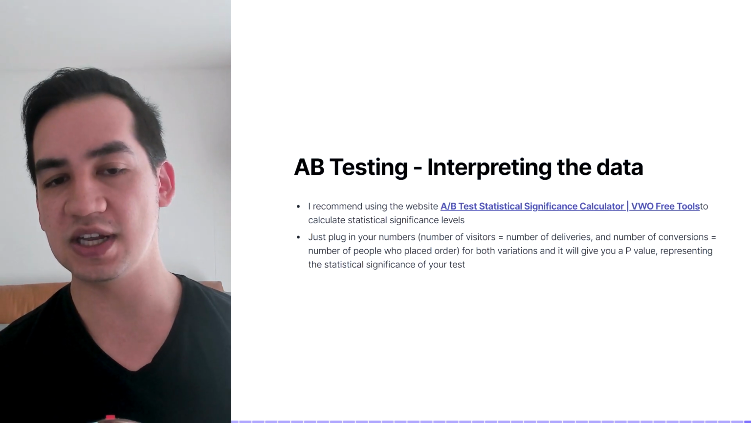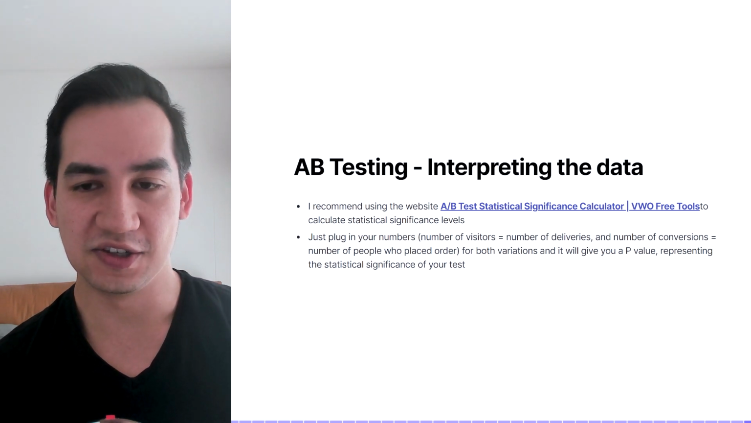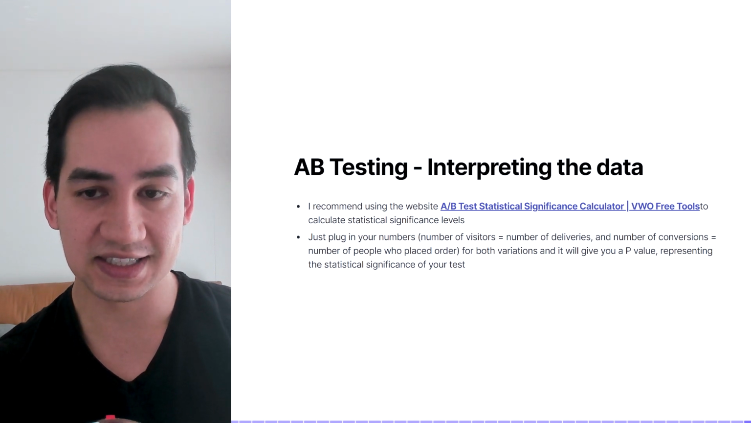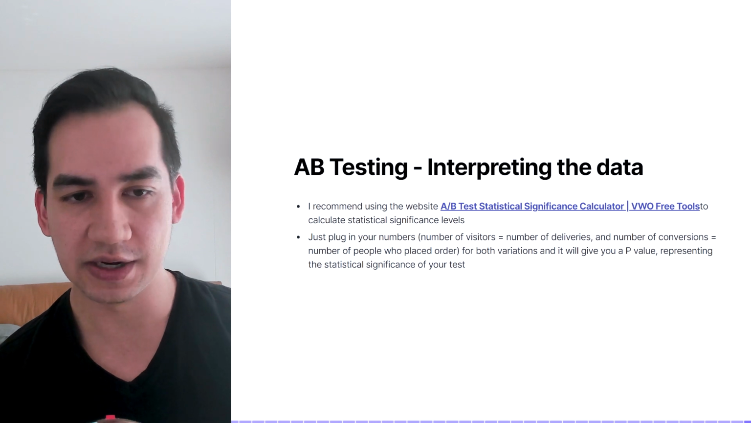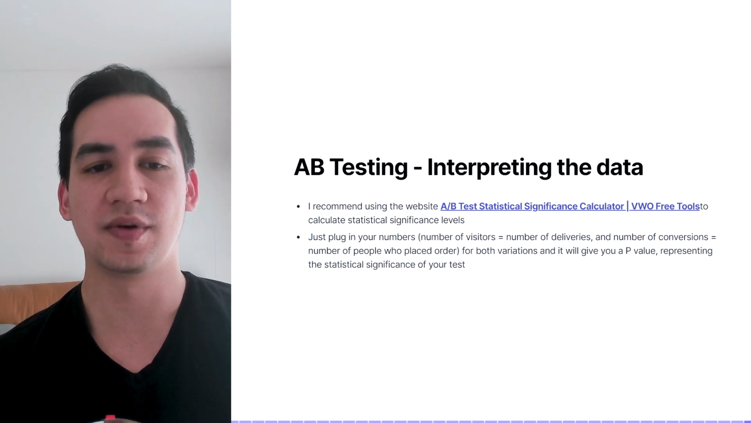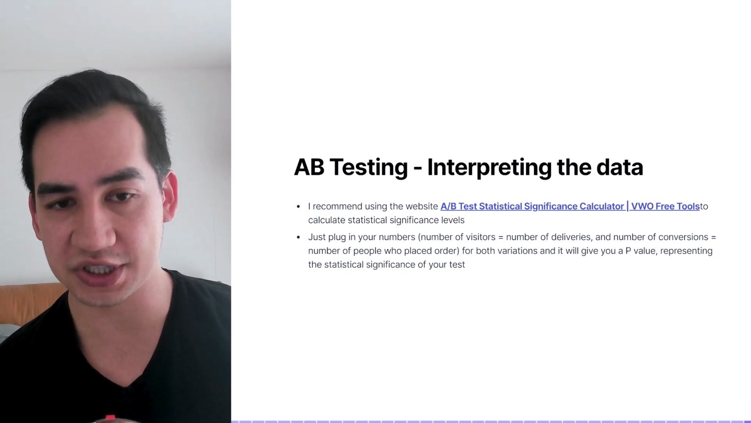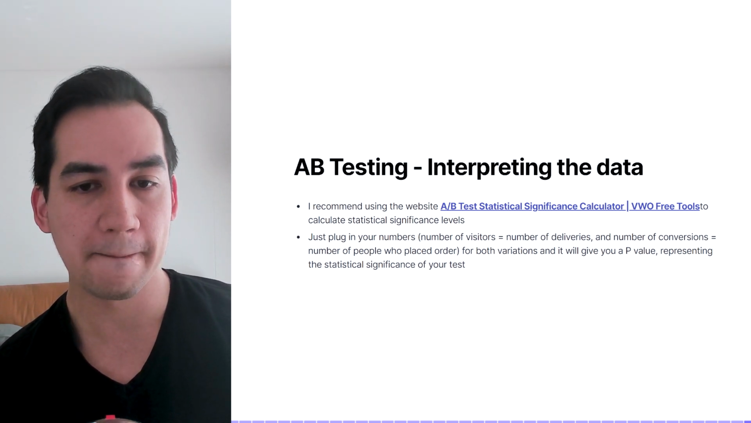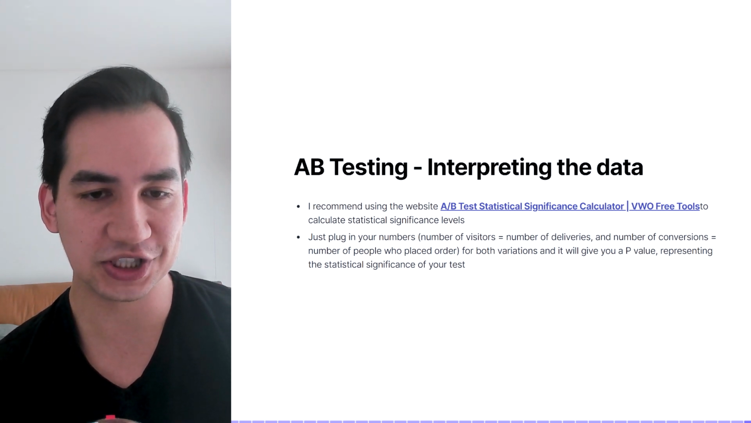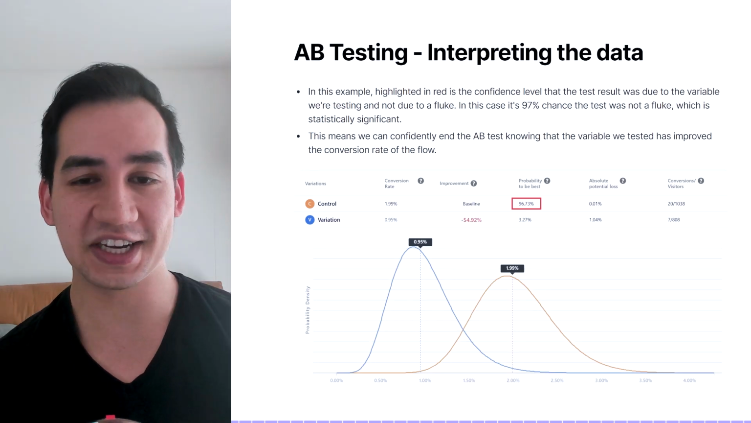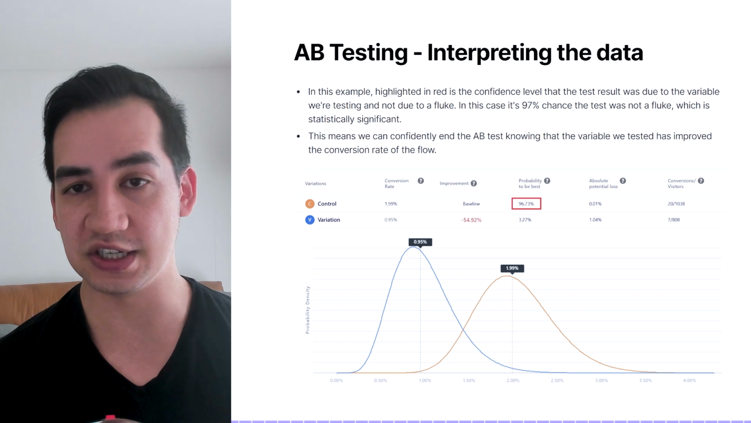I recommend using the website VWO Free Tools, and you'll be able to get the link to this in this doc here, to calculate statistical significance levels. Just plug in the number of visitors, which is basically the number of deliveries, and the number of conversions, the number of people who placed an order, for both variations, and it'll give you a p-value representing the statistical significance of your test. It's going to give you some p-values and these charts. I'm going to show you how to interpret that.